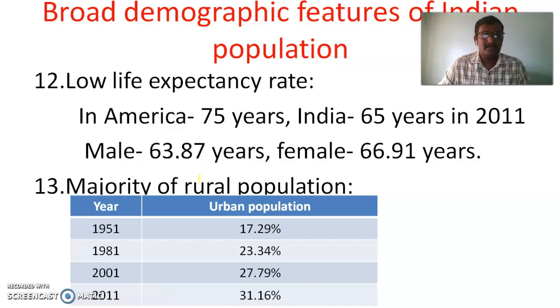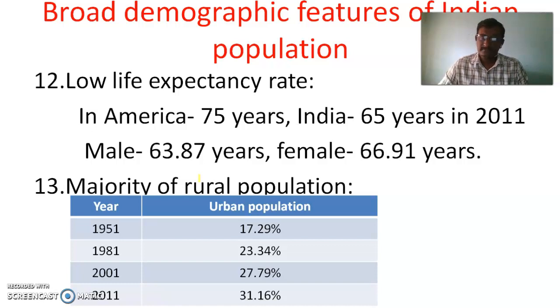Another thing here is the low life expectancy. In America, people lived for 75 years, but in India, life expectancy is only 65 years. This is the data for 2011. Again, male and female life expectancy differ in India. Males are living for 63.87 years, whereas females were living for 66.91 years.